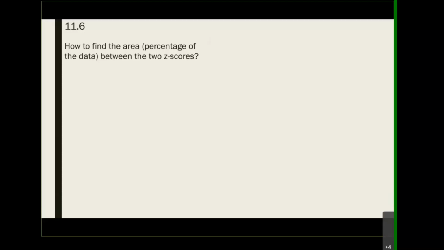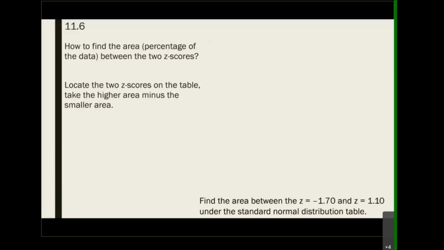Looking at this, this is what they ask you to do, or this is what I want you to do: first identify what your z-score is. Once you identify your z-score on your table, all you need to do is take the higher area minus the lower, or smaller, area. Right? So let's take a look at this. Let's say I find the area between the z-score of negative 1.7 and the z-score of 1.1, right?